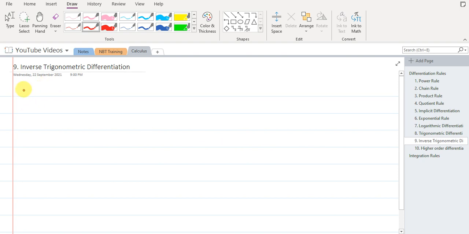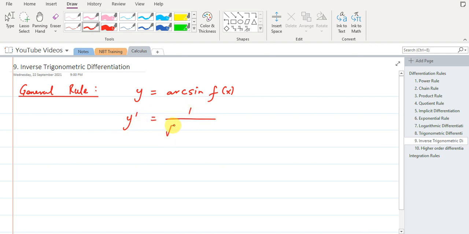So what's the general rule? If I have to differentiate y is equal to arc sine f of x, remember, we're going to differentiate the arc sine function first and then differentiate f of x. So we get y prime is equal to 1 over the square root of 1 minus f of x all squared, times f prime.